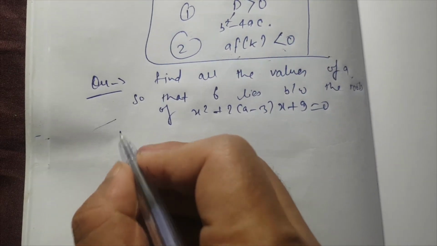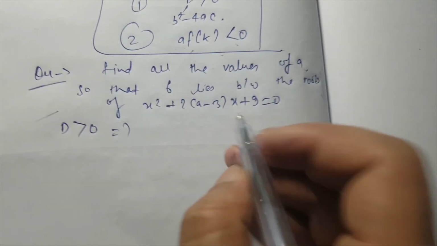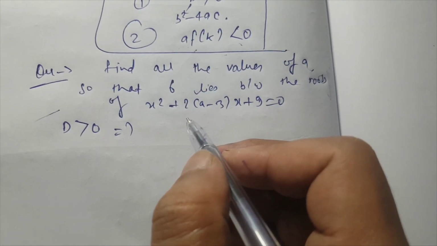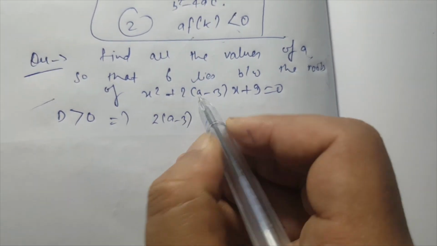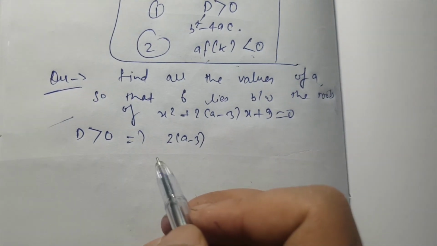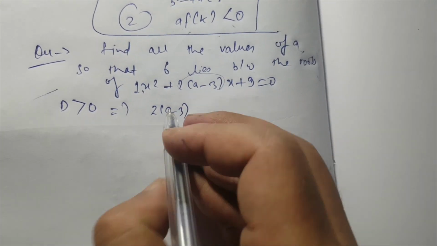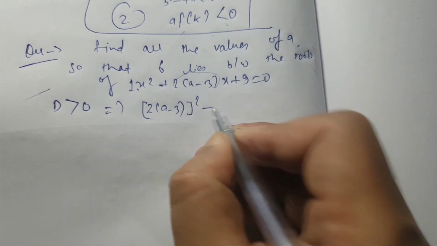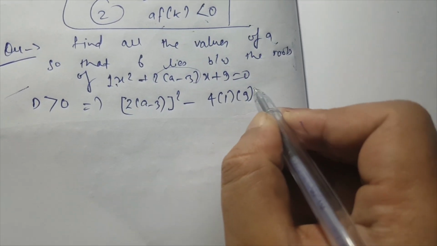Our first condition is D should be greater than 0. So from here we can find its discriminant, which is (2a minus 3). You know that already, right? This is a is 1, this is b, and this is c. So b squared minus 4 into 1 into 9 is greater than 0.